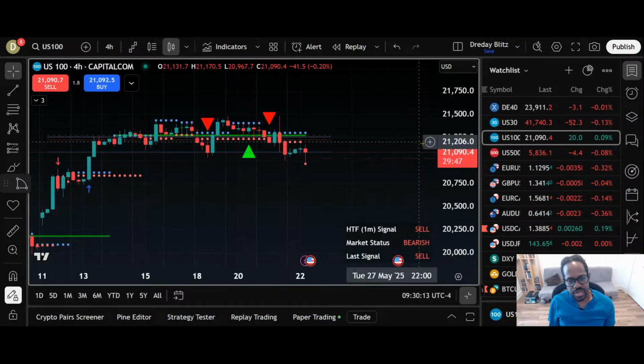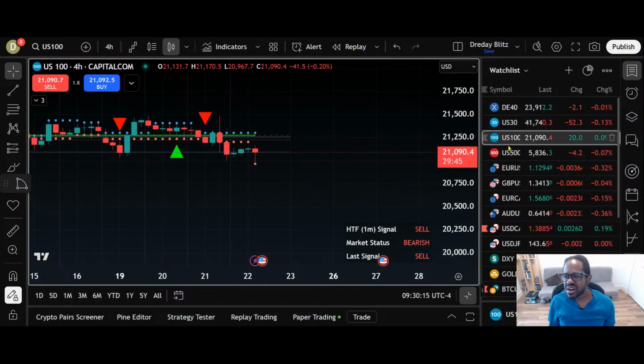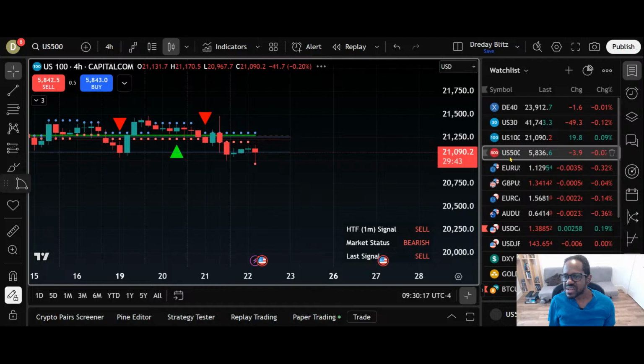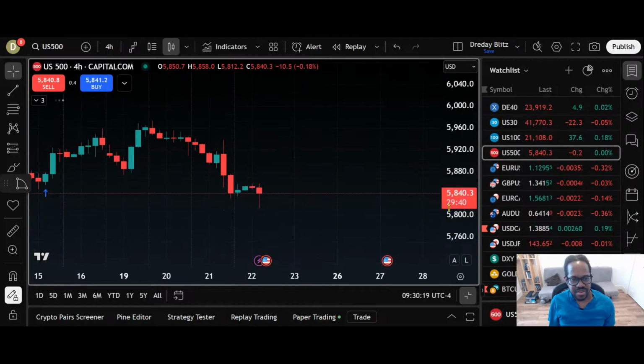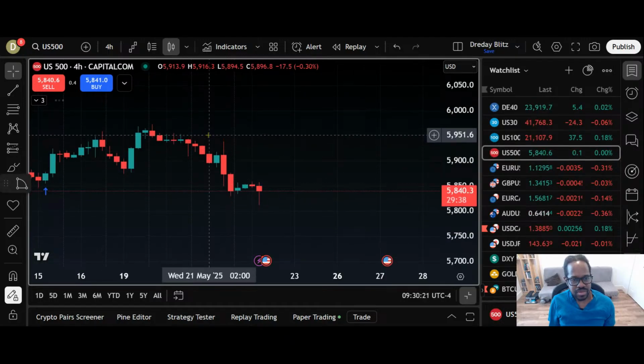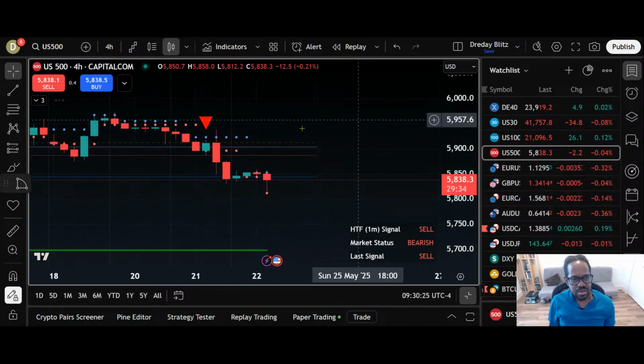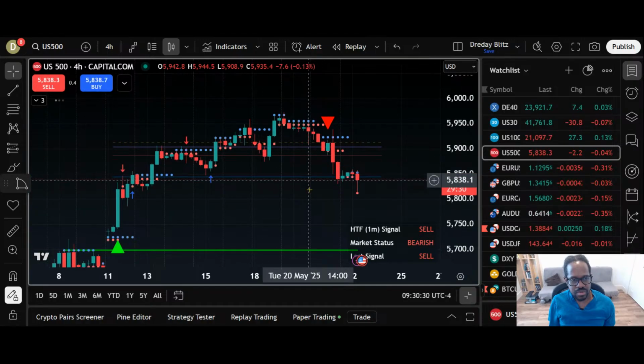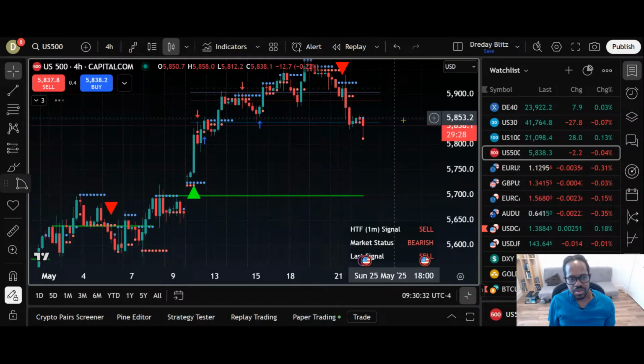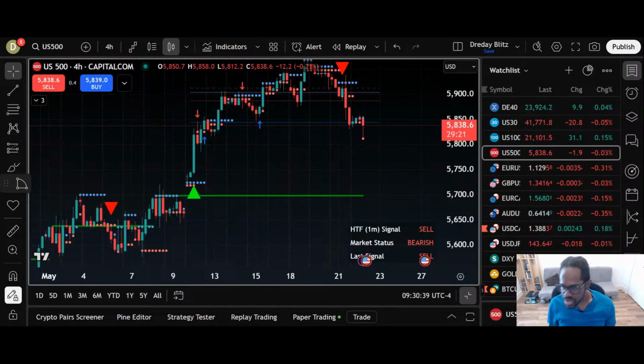So right now we're in a sell on NASDAQ, and I'm going to look at the SPX 500. We should have a sell right about more or less here. Yeah, exactly. So we had a 4-hour sell and it started to break down. So still bearish here on those charts.